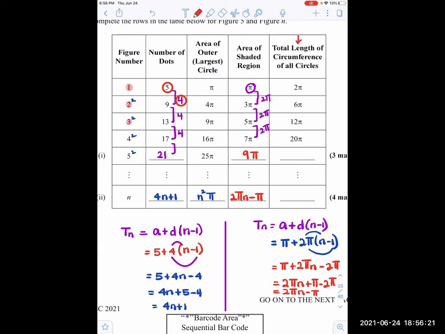Right. Now, how are we going to get the total length of the circumference of all the circles? How are we going to get 2, 4, 12? Because here is 4, here is 6, here is 8. So the next one will be how much? 10. So here would be 30 pi, not so? Yes. Right. What are we going to write here now?